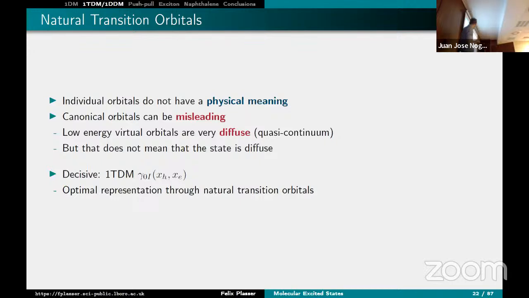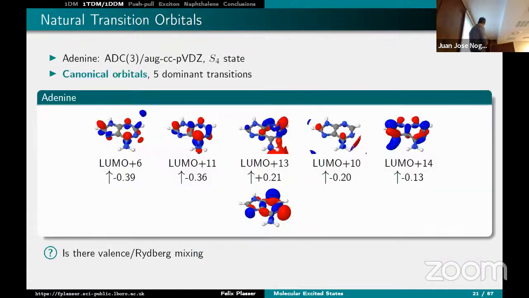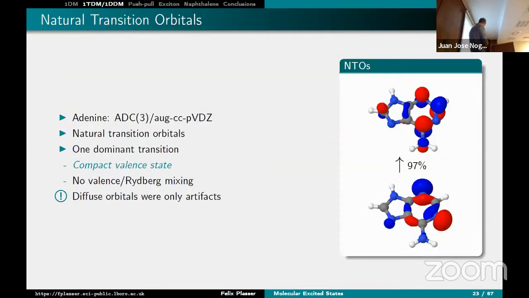But again, the thing that matters is the transition density, the density matrix. And we'll replace the orbitals with natural transition orbitals. What we find is that, for the same state as before, 97% of this transition is just this n-pi star state. So we had all these orbitals, but that was a pure artifact of using Hartree-Fock orbitals. In reality, the state is described by 97% n-pi star transitions.